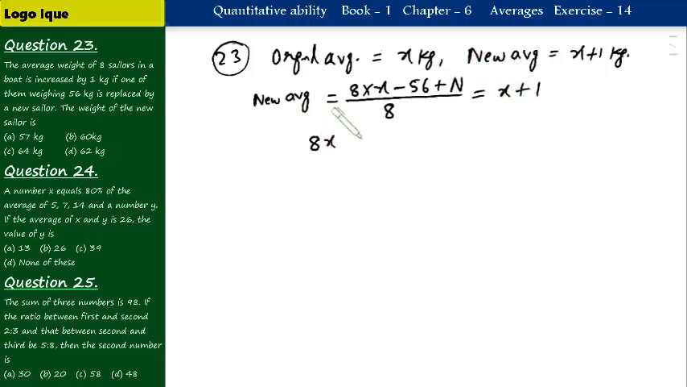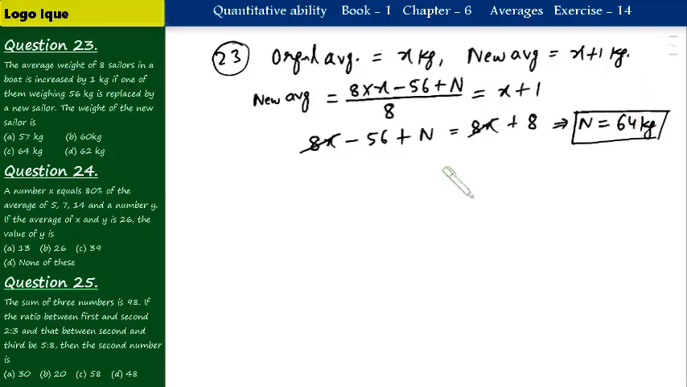So it is 8x minus 56 plus n is equal to 8x plus 8. By cross multiplication, 8x and 8x get cancelled out, and we have n, the weight of the new sailor, is 56 plus 8, 64 kg. Similar process as the previous question.